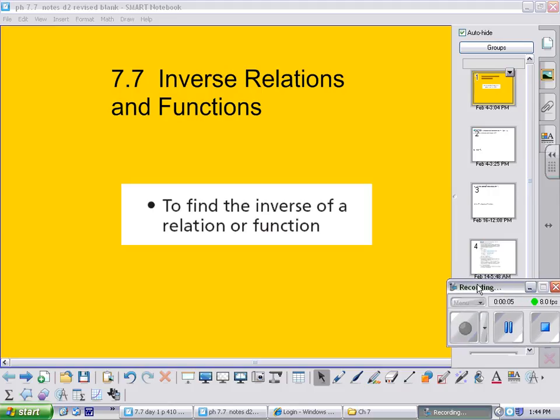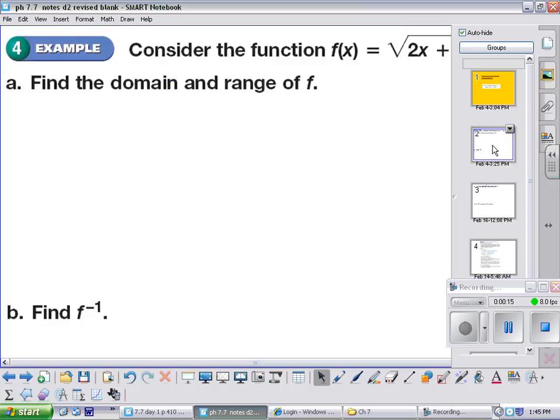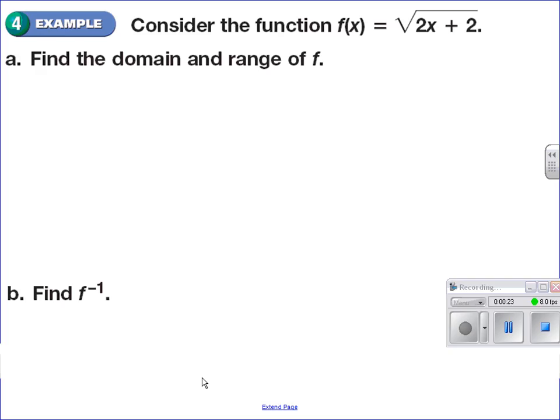This is the second part of section 7.7, finding an inverse. We're going to talk a little bit more about the domain and range and how that works in this setting, and look at a little more difficult setting, if you will. So now, if this is my equation here, consider the function f of x. That's basically, again, the same thing as y equals the square root of 2x plus 2.